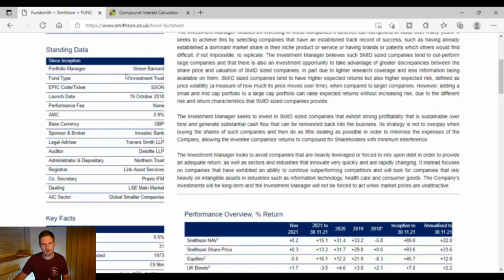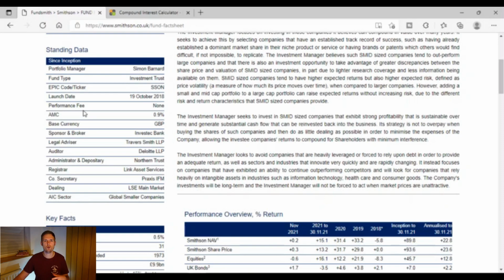Portfolio Manager, Simon Barnard. Fund Type, Investment Trust. The ticker symbol, so what the fund is named, like the nickname, is SSON, which is quite good for Smithson Trust. And the launch date was 19th of October 2018. There is no performance fee, so that's a massive, massive thing when it comes to growing your money with an investment trust.